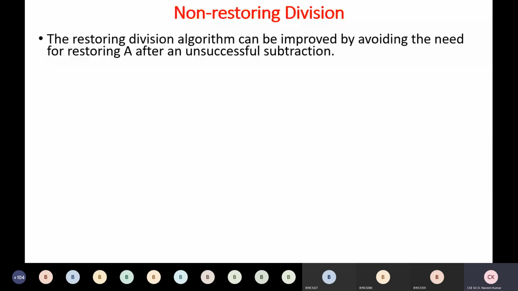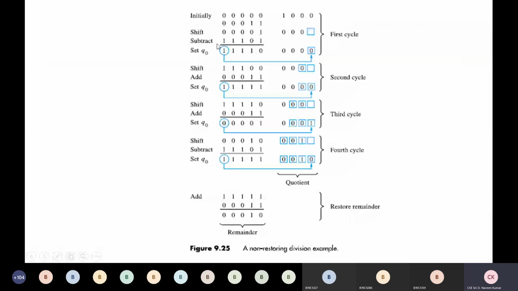One more thing is, if we do a subtraction and we get a negative number, how can I say this is a negative number? If the MSB is 1, then it is a negative number. If it is a negative number, what we do is we add 2 times.